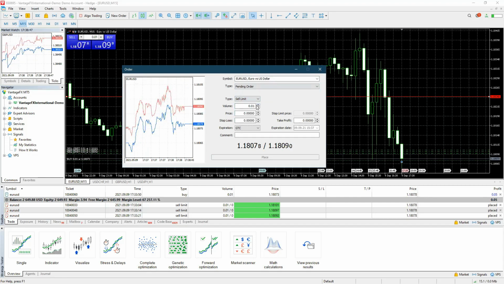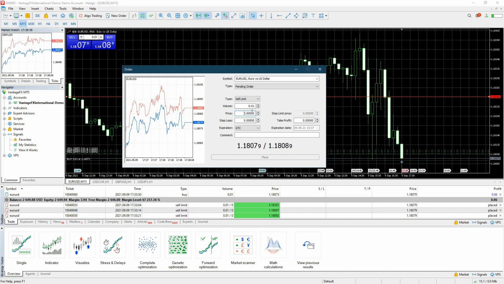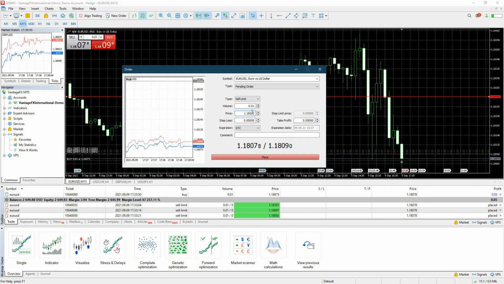If you're still not clear on the lot size, you could check the previous lesson. So I'll select the lot size, and then I'll put the price at which I want the broker to sell. The price here is 1.18241. So after I put the price, I would have to put a stop loss.